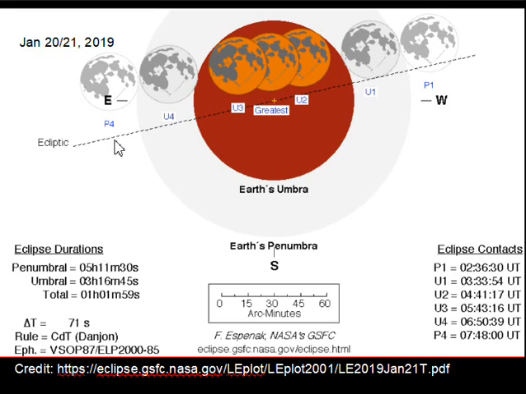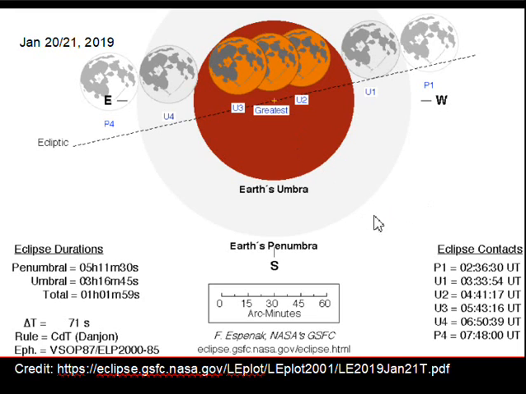So here in this red circle, this would be the shadow of the Earth. And we are getting a total lunar eclipse because our full moon is passing into the Earth's shadow.